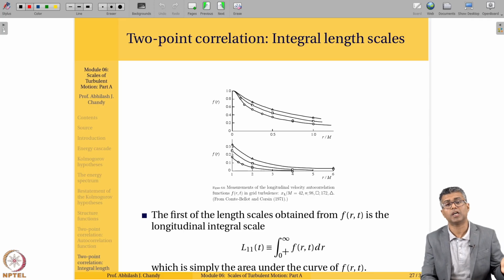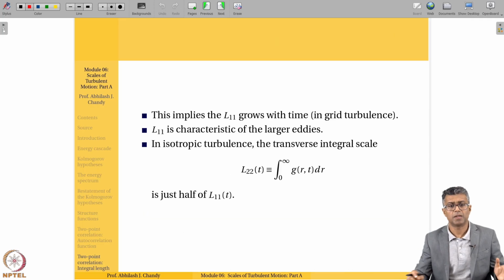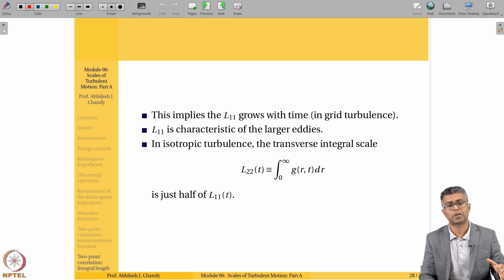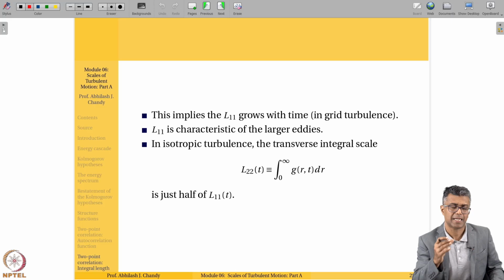So 0 to infinity f of r,t dr, which is basically just the area under the curve of f of r,t. Similarly, you can get the transverse integral length scale L22 by 0 to infinity g of r,t dr. Now L11 is characteristic of the large eddies, and in isotropic turbulence the transverse integral length scale just becomes half of L11. How is that?